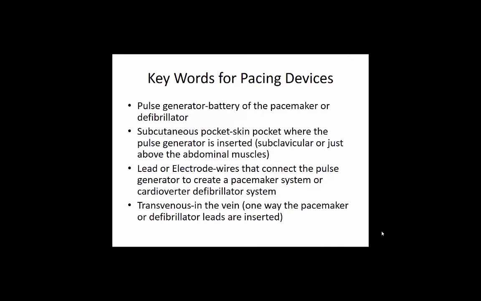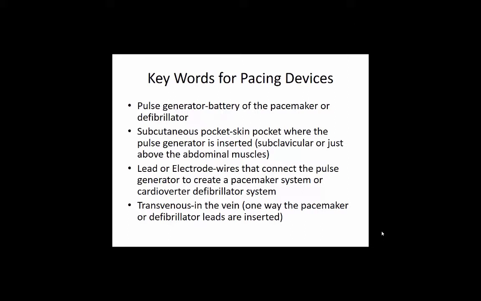When we think about pacing devices, both a pacemaker and a defibrillator, these terms are often used. A pulse generator, which is just the battery. A subcutaneous pocket, which is a pocket of skin where that pulse generator is inserted into the body. It's usually the subclavicular, which is around your collarbone, or just above your abdominal muscles.